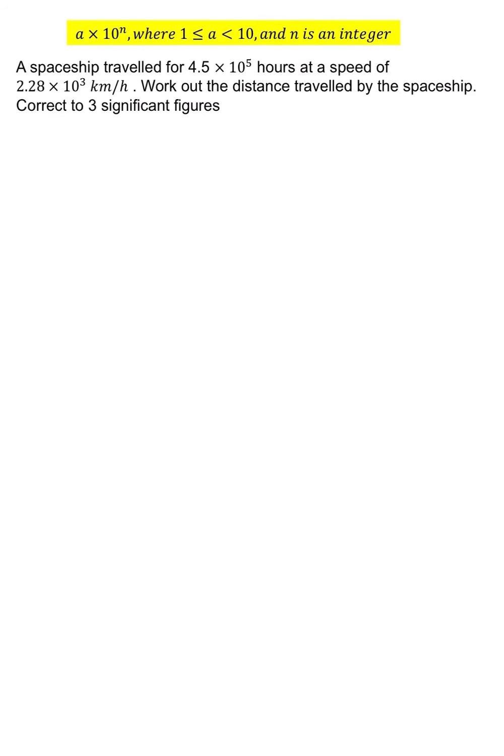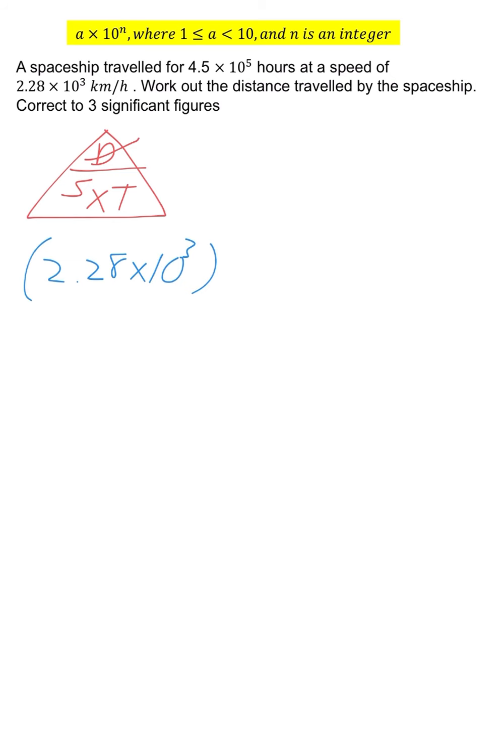Okay, we'll do one more. So here we're told a spaceship travelled for 4.5 times 10 to the power of 5 hours at a speed of 2.28 times 10 to the power of 3 kilometers per hour. And we need to work out the distance travelled by the spaceship, correct to 3 significant figures. So again, draw a triangle. So we're looking for distance, so I'll cross off that. So we have our speed, which is 2.28 times 10 to the power of 3, multiplied by time, which is 4.5 times 10 to the power of 5.